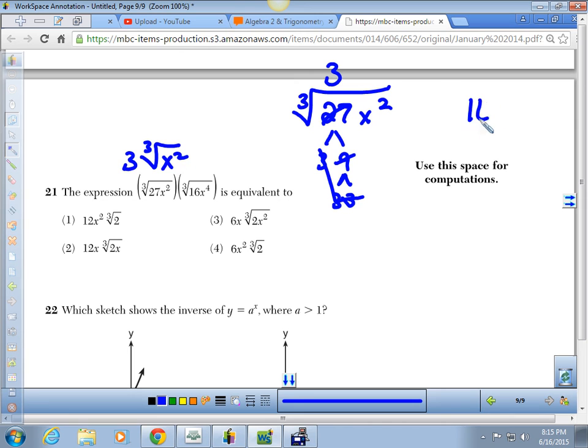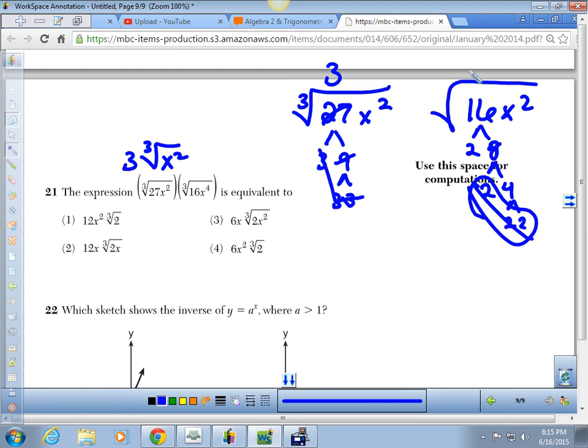16. Well, 16 is 2 times 4. I'm sorry, 2 times 8. 8 is 2 times 4. 4 is 2 times 2. So there's 3 2's. So a 2 will come out, but there's also a 2 that stays under. So 2 cube root of 2x squared.